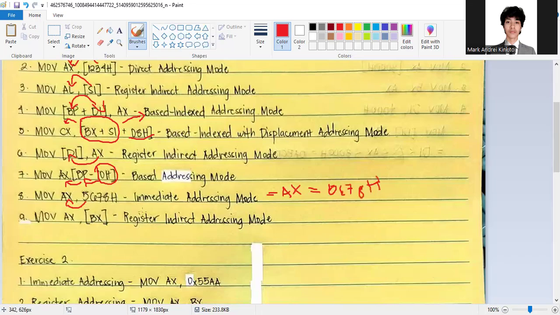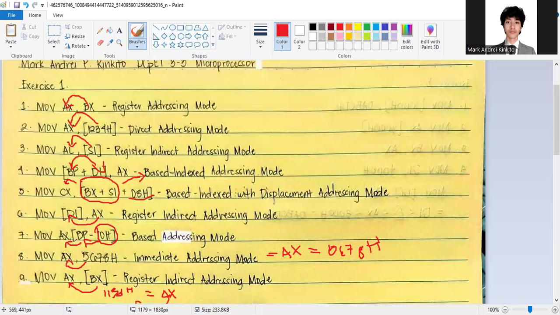Then register indirect again. We'll just move a register with an address inside, since it has a bracket, into AX. So AX will have the value of BX inside. Let's say BX has 11334H. So AX will then have this value.